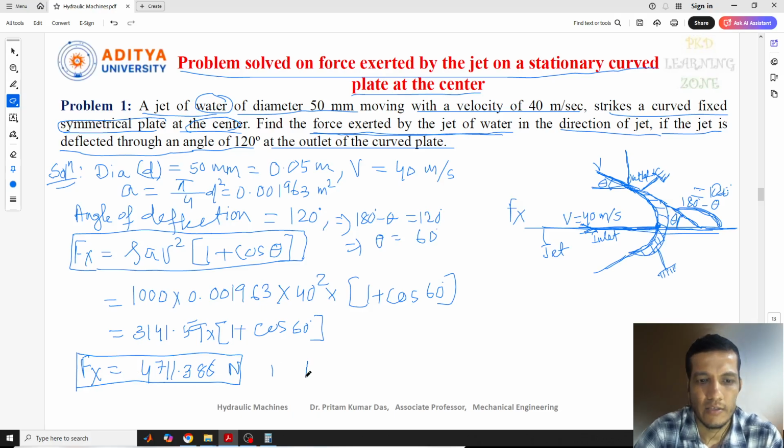I hope you understand this problem and how to solve it. It is very, very simple actually. Nothing here to confuse. This is the only single formula we use to find the force exerted by the jet of water in the direction of the jet.